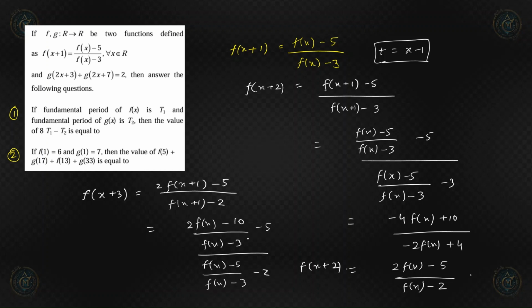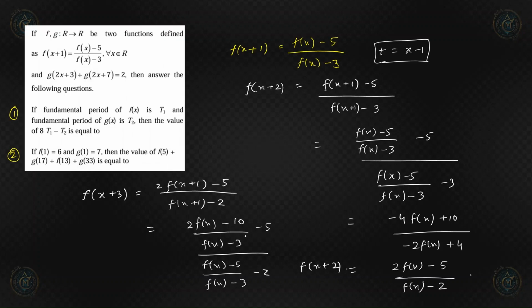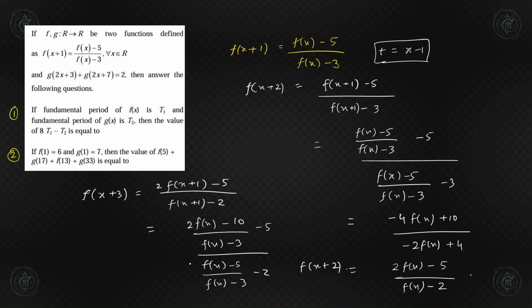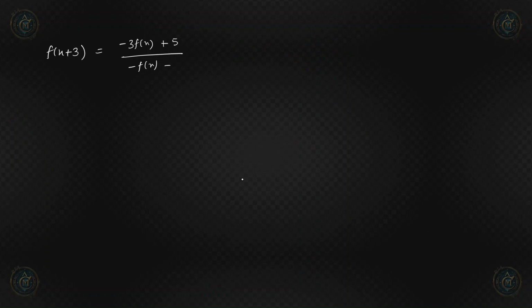Okay. So f of x plus 3 becomes, if we simplify, minus 3 f(x), then plus 15 minus 10. So minus 3 f(x), then plus 5, divided by, the denominator becomes f(x) minus 2 f(x), that is minus f(x). Okay. Then we have, this is 6 minus 5, that is 1. Okay.